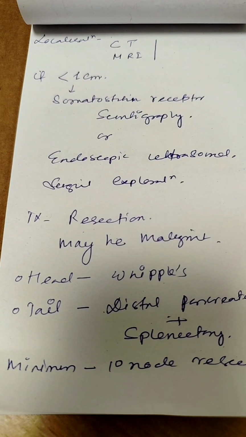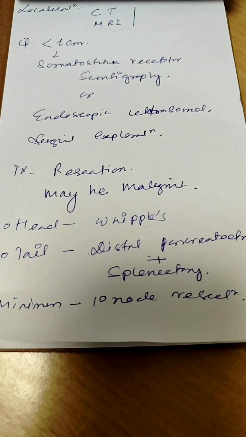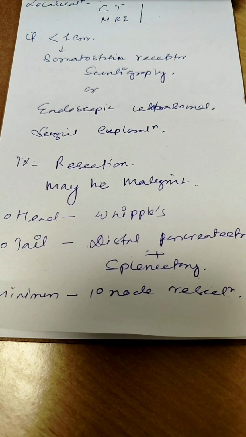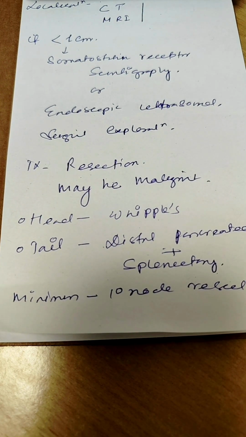For the treatment of Zollinger Ellison syndrome, that is gastrinoma, resection is the treatment of choice. If the tumor is in the head of the pancreas, then we do Whipple's, and if it is in the tail of the pancreas, then we do distal pancreatectomy with splenectomy. Here a minimum of 10 node resection is to be done.